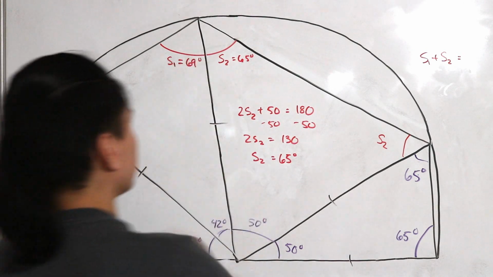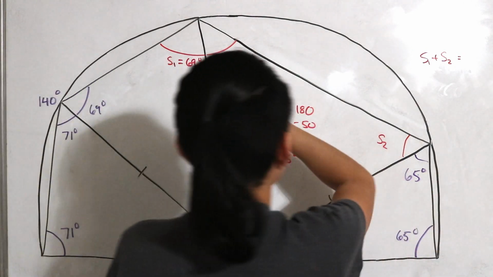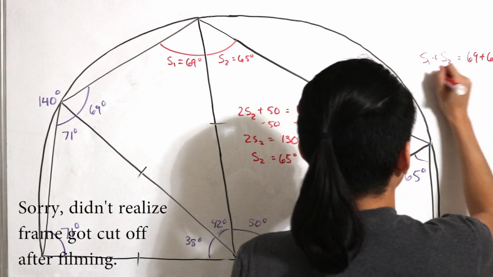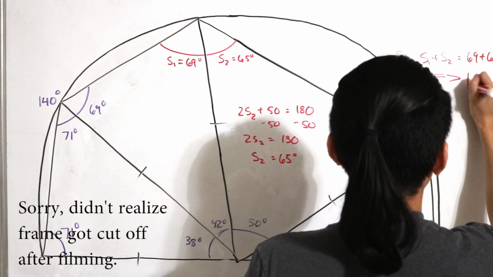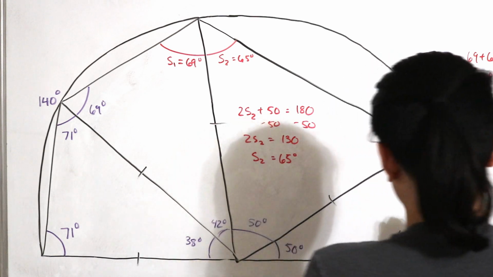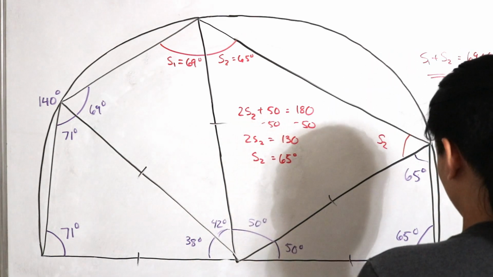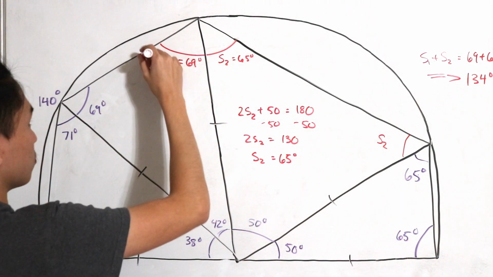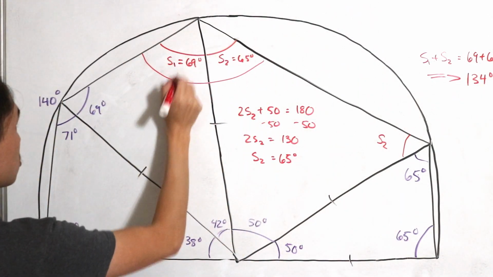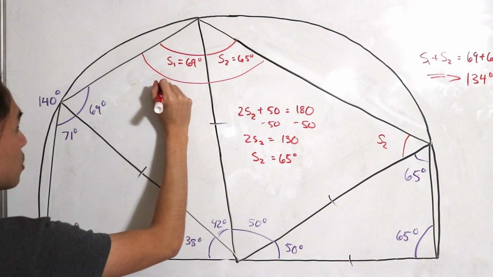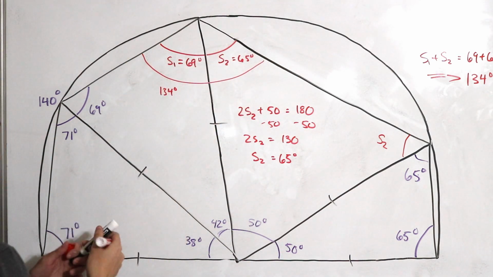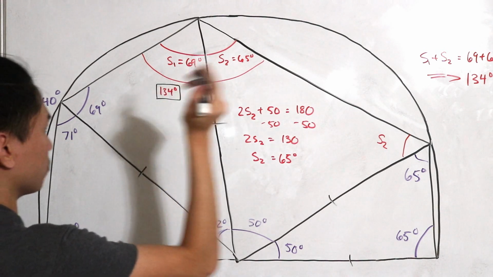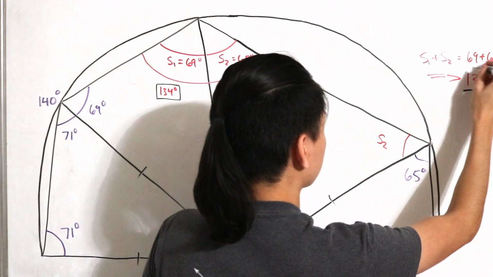Then since we just solved for S1 and S2, now let's calculate the sum. 69 plus 65 is indeed 134 degrees, like so. And there we have it, the final answer. I'll write this over here as well, saying that we've just drawn another arc. This whole angle that is formed is supposed to be 134 degrees, which is what we want to solve for, like so.